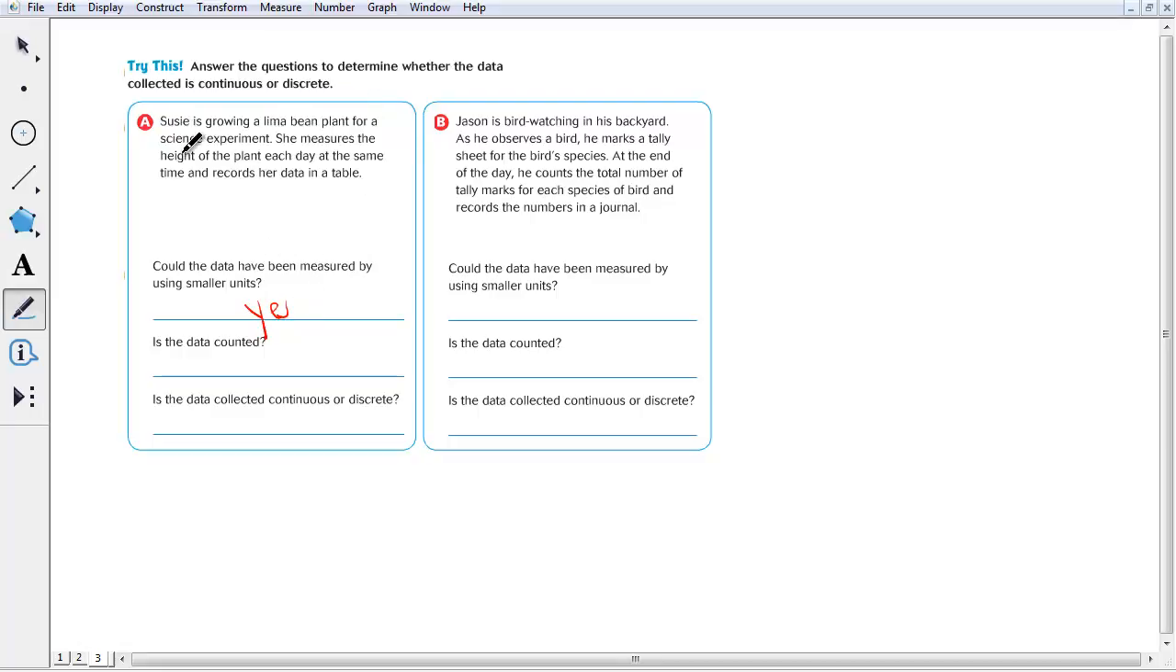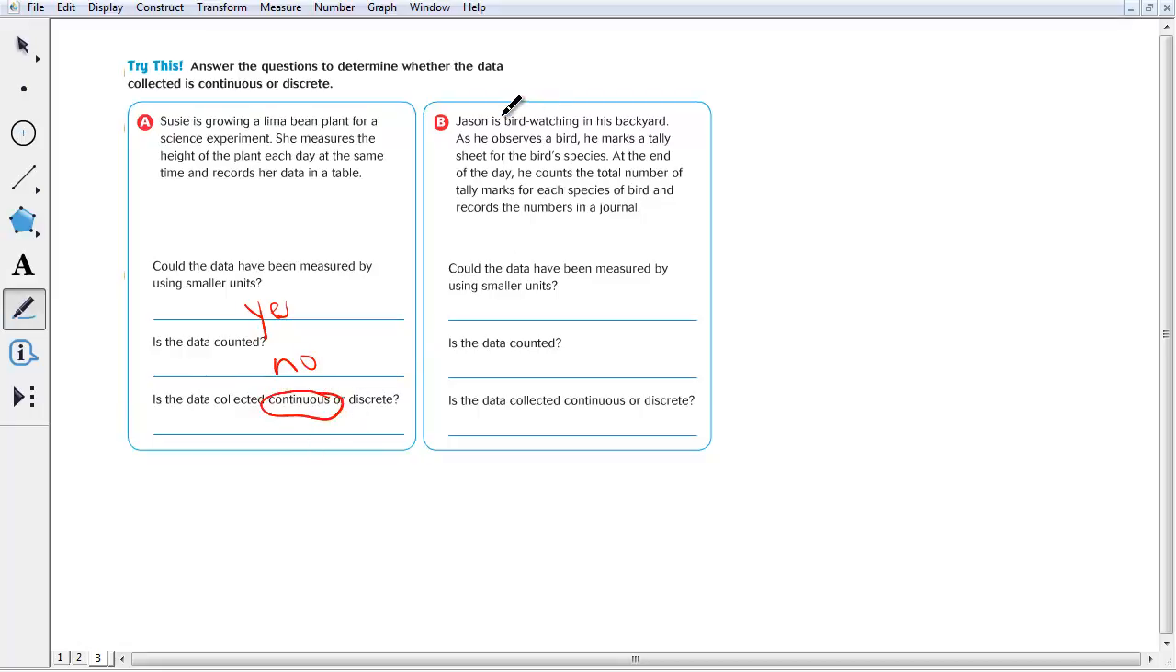She also measures the height of the plant each day, but she could also choose to measure it each hour, and that's a smaller unit as well. So the answer here is that yes, the data could be measured using smaller units. Is the data counted? No, she's not really counting anything here. So is the data collected continuous or discrete? Well, in this case, because it could be measured by using smaller units, we're going to call it continuous.